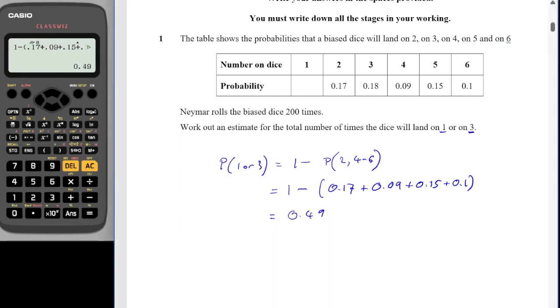So the number of times that we would expect to hit a 1 or a 3 is going to be 200 times by 0.49. So we're expecting it to land 98 times.